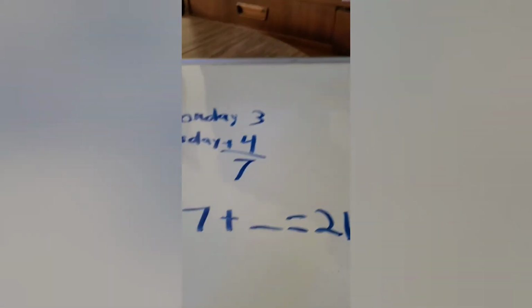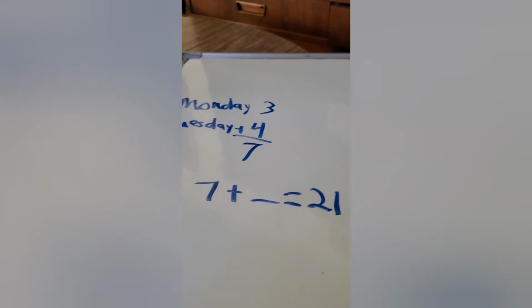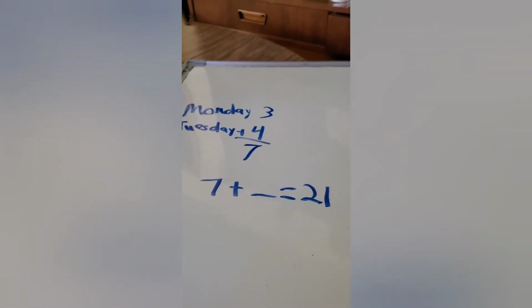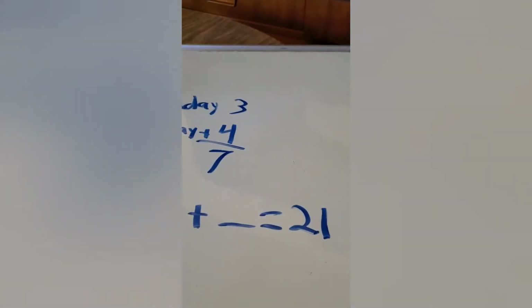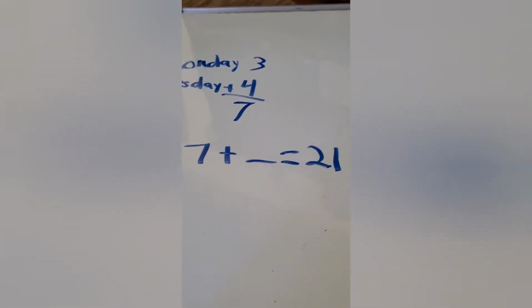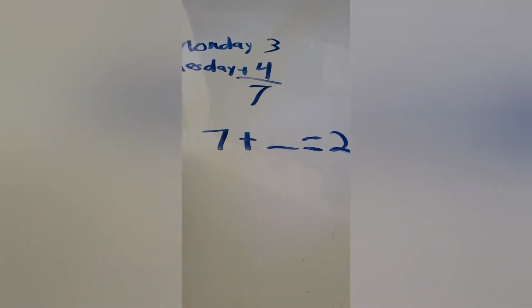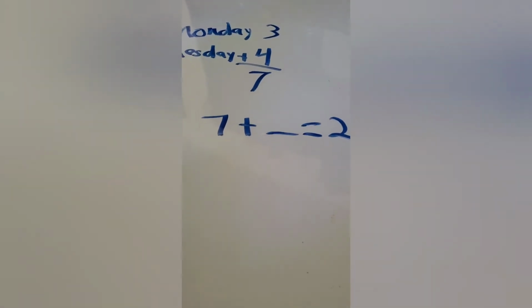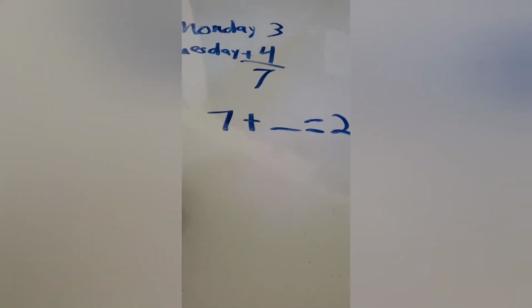I know. This is what I'm going to do. I'm going to use one of our strategies that we did. I am going to try to find a related subtraction fact to this one. So I'm going to put 21 up top because that's our whole, and I'm going to take away 7.